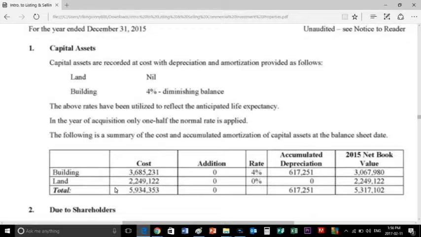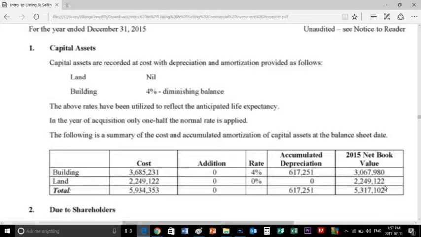$2,249,122. So the total for the building and the land, because we're adding the building 3.6, it's almost 3.7, and the land is 2.2, and it comes out to $5,934,353. Addition 0, you don't apply the rate. So accumulated depreciation is $617,251, and the 2015 net book value is what? It is $5,317,102.